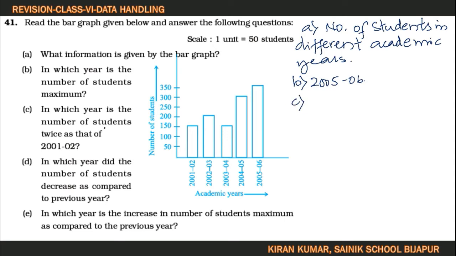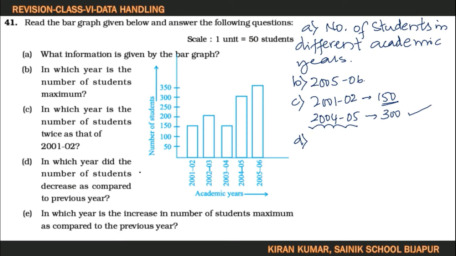In which year is the number of students twice as that of 2001 to 2002? For 2001 to 2002, you got 150 students, whereas 2004 to 2005 we have 300. So it is exactly double of the number of students here. Therefore, the right answer is 2004 to 2005.